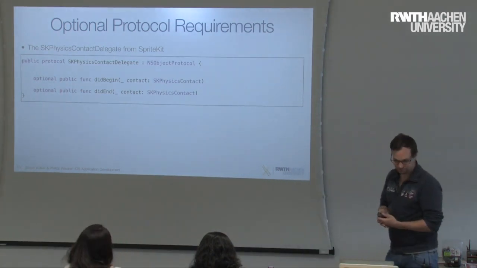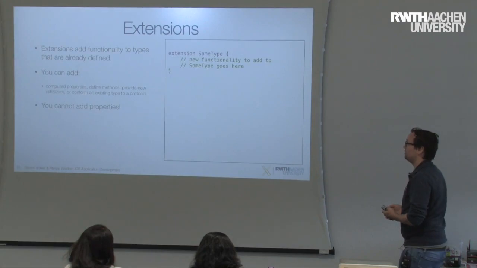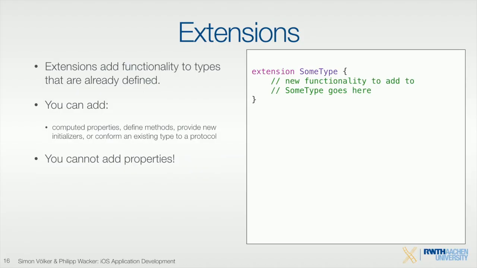So the next step I want to talk a little bit about is extensions. Extensions are basically a functionality where you can give an existing class, let's say your custom class, or any other class that already exists, or struct, additional functionality.